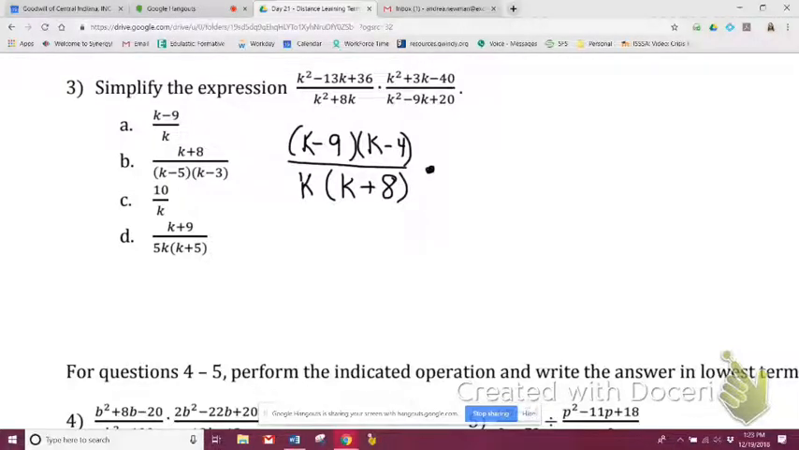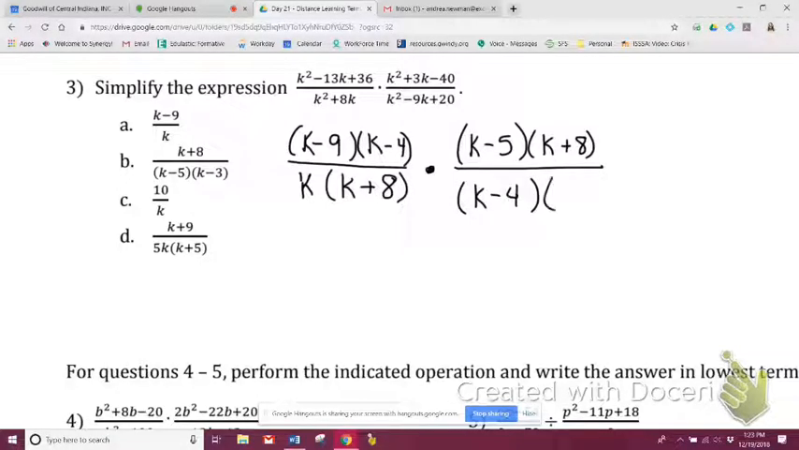Move to your second fraction. So in my asterisks, I'm looking for 2 numbers that multiply to give me negative 40, add to give me 3. It's negative 5 and 8. Yep. So k plus 8, k minus 5, order doesn't matter. If you have them in opposite order, it's fine. And then your denominator, 2 numbers that multiply to give you 20 and add to give you negative 9. Negative 4 and negative 5. Now what are you going to do?